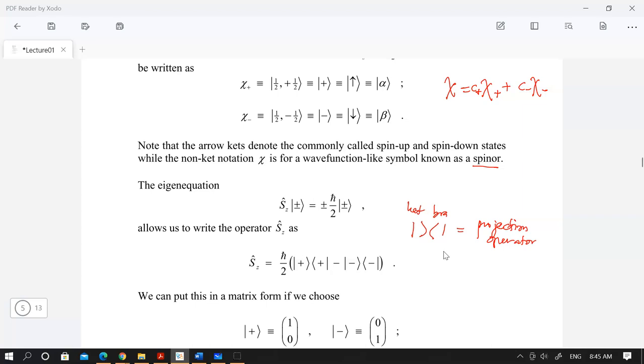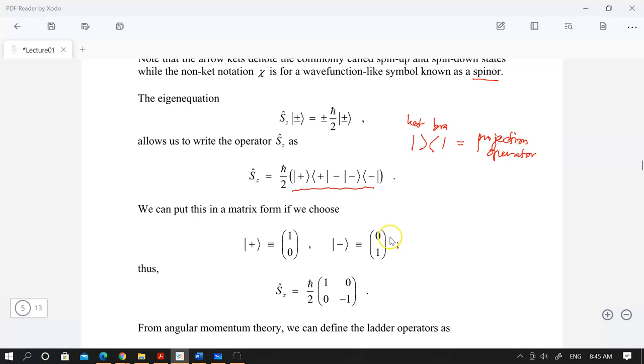Okay. So your SZ can actually be written down in terms of this. You can verify that this is true by seeing how it acts on the eigenstates. And that is just writing it abstractly. Of course, you can always revert back to a specific form. You can put plus to be (1, 0) and minus to be (0, 1). Then this thing will give you what?